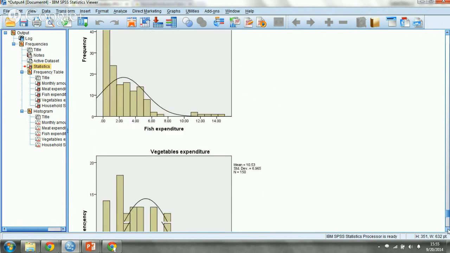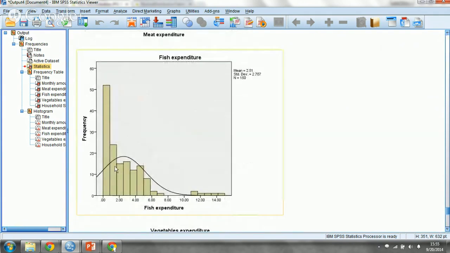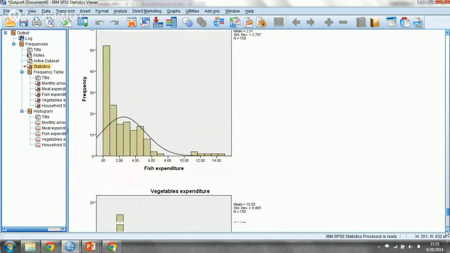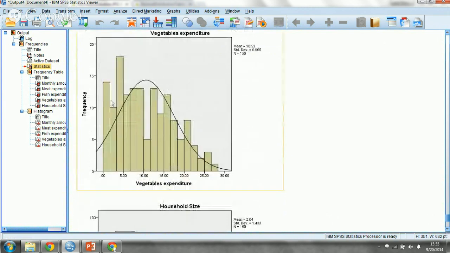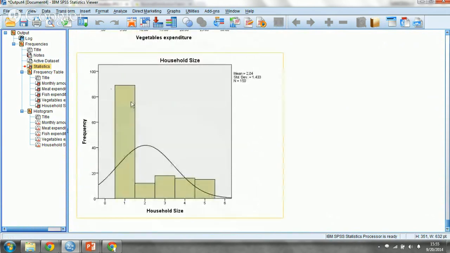The same thing when we go down to vegetables. The same thing when we go to fish. We have a lot of skew on the left over here, and then a lot of skew over here. But this is a little bit more balanced. And then how about household size? I have a lot of skew here. One. A lot of people have one. So what does that mean? That means that a disproportionate amount of people are bringing our mean down, or these people are bringing the mean up, because this mean is about 2.04 people. So again, a lot of this is about interpretation of the data and interpretation of the output.